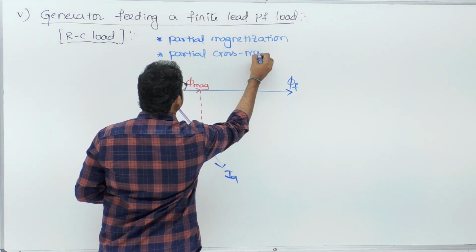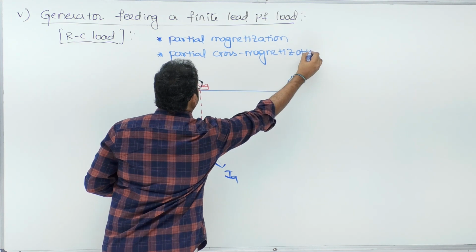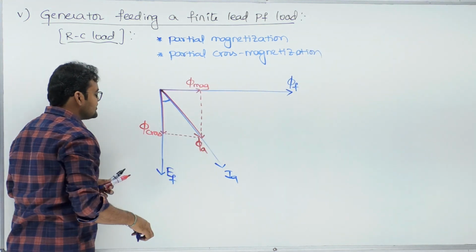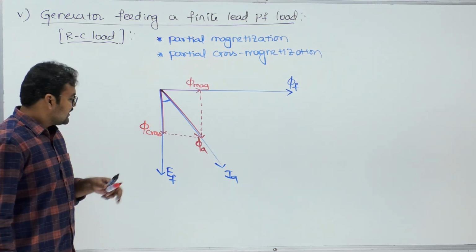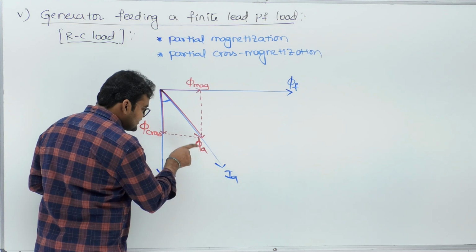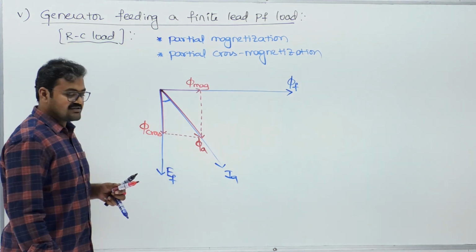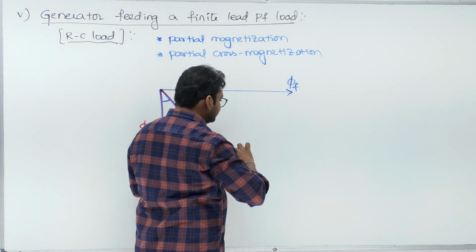Okay. A part of armature flux is magnetizing in nature, remaining part is cross magnetizing in nature. Okay, done. Next, when you know armature flux direction, then what about resultant flux? See, the same armature flux I wanted to draw here.